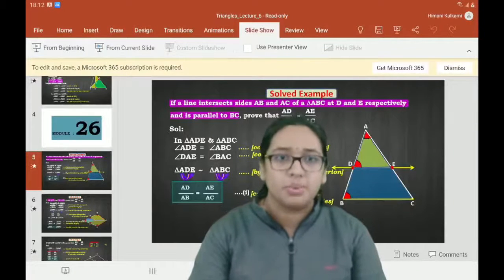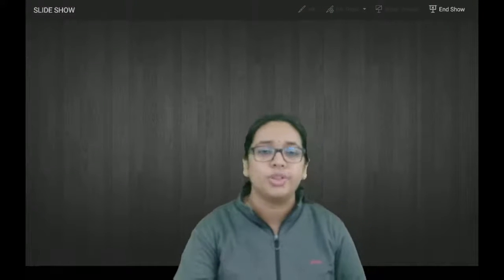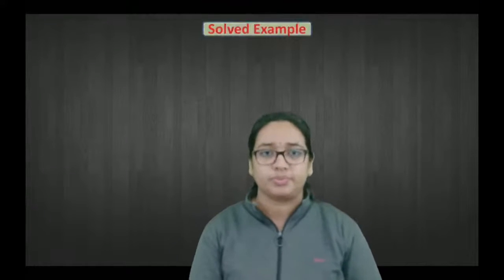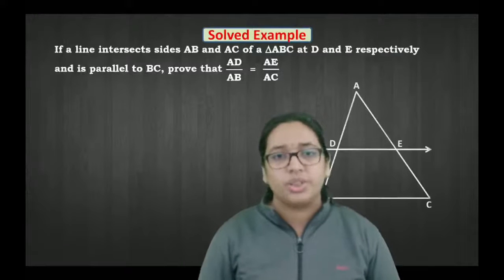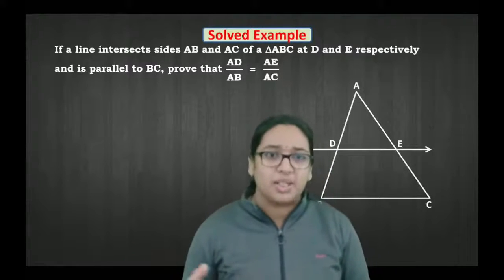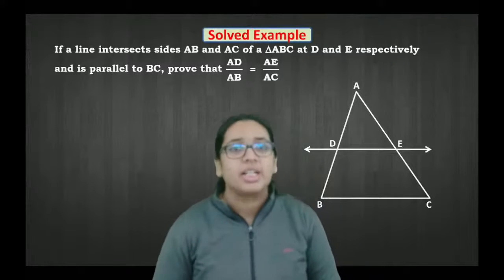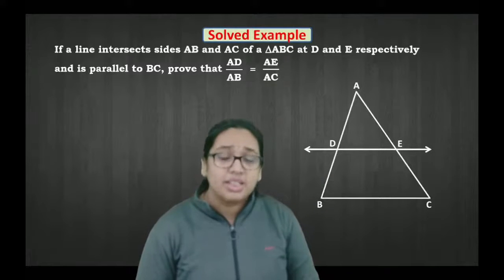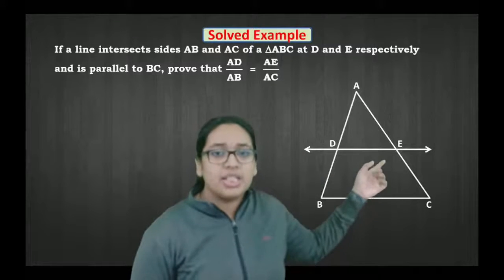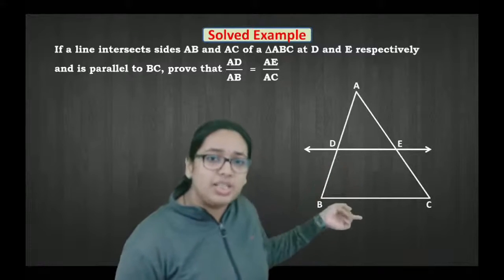Okay. So we'll just try to discuss one of the solved examples from the textbook. We are just going to discuss one of the solved examples so that you will understand this. First, if a line intersects AB and AC of a triangle in D and E respectively, which is parallel to BC.